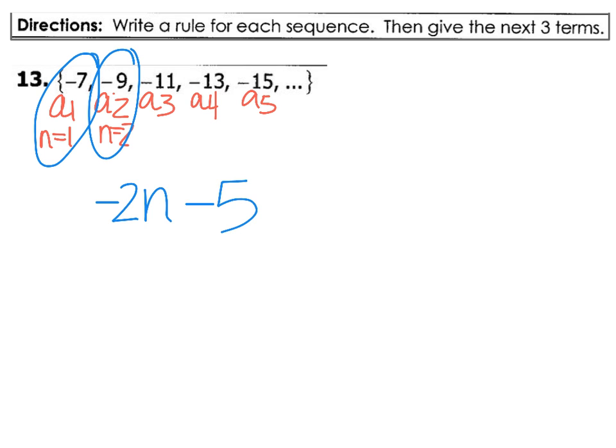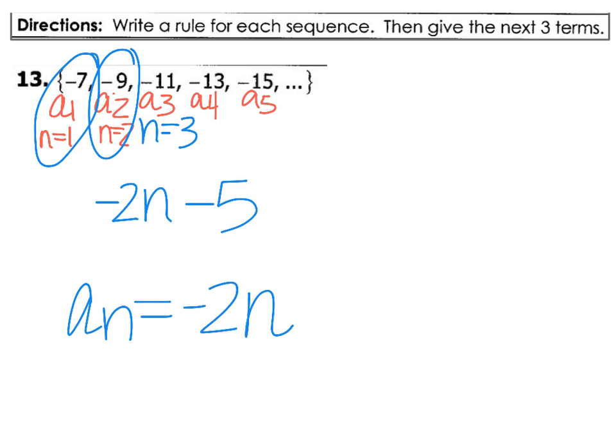All right. For our second term, if n equals 2, if we plug 2 in, 2 times negative 2 gives us negative 4, minus 5 gives us negative 9. It works for our second term. Our third term, if n equals 3, 3 times negative 2 gives us negative 6, minus 5 gives us negative 11. That works. So our rule could be a sub n, the nth term, equals negative 2 times the term number minus 5.